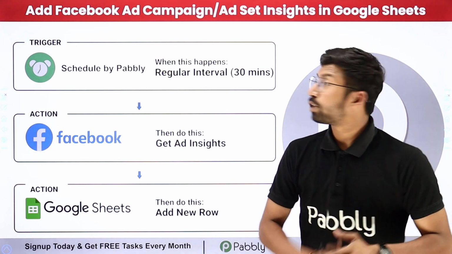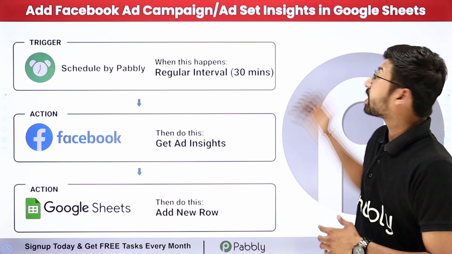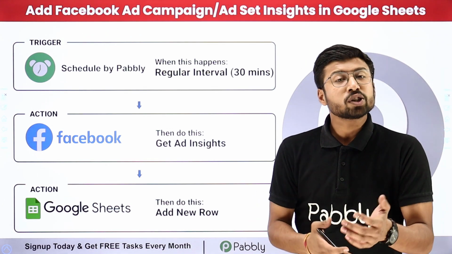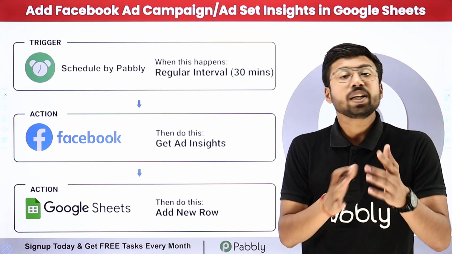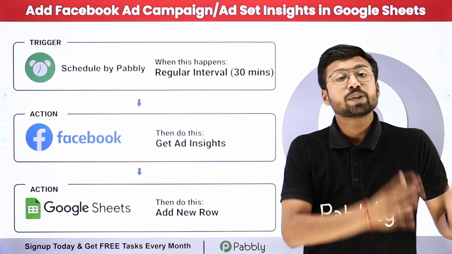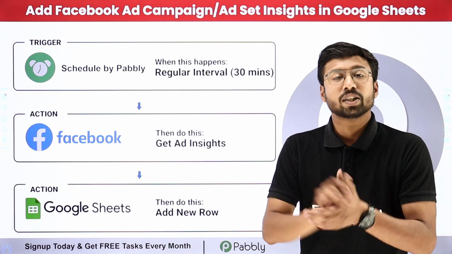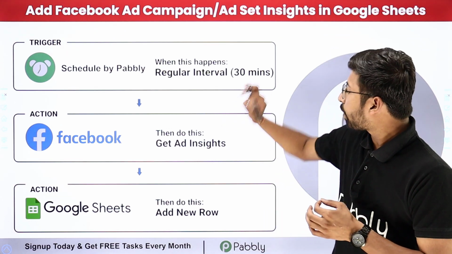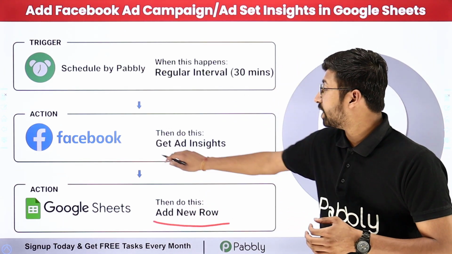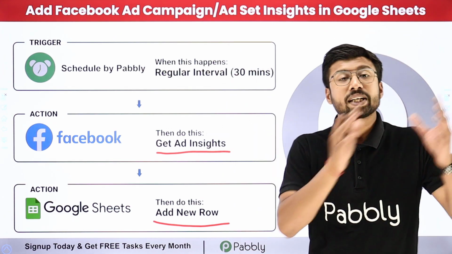So in this video, we are going to learn how to add Facebook ad campaign or ad set insights in Google Spreadsheet. In this automation, at a regular time interval, this automation will start and it will get the ad insights of your Facebook ad campaign or Facebook ad set which you have in your Facebook ad manager account. And after getting the ad insights or the campaign insights, we are going to add the same insights in our Google Sheets as well.